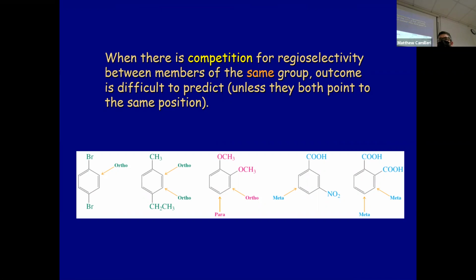If there's competition, the outcome might be difficult to predict. But then again, if you have a group like this and like that, the highest probability will be this position over here due to repulsion. Okay? Ethyl group is bigger than the methyl. But it's difficult to predict. I don't expect to have 90% and 10%. It will probably be 60-40 or maybe 70-30 if the group is huge.